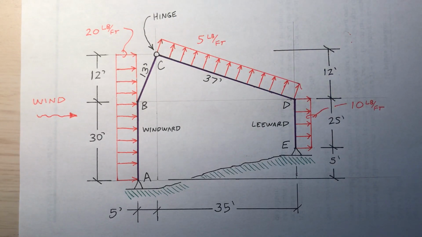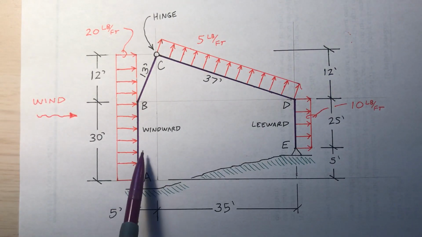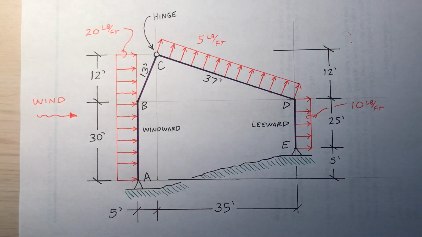I've got wind coming in from the left, a windward side, a leeward side. And this building is on somewhat of a hill here. At point A there's a pin. At point E there's a pin, and there's a little hill going up here. So side DE is not as long as side AB. And please take note of all the dimensions here.